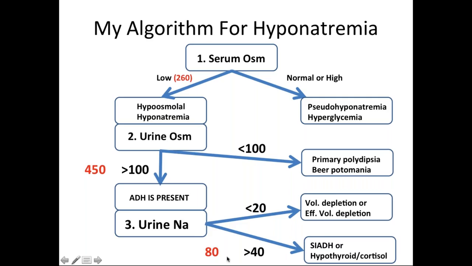In this case, the urine sodium is 80, which is more than 40. And so what it means is that the ADH is not being secreted due to any sensed volume loss or the renin-angiotensin-aldosterone system being revved up. So what you have to then assess the person for is either SIADH or hypothyroidism or hypocortisolism, which can present or appear like SIADH. So in this case, this patient has SIADH.